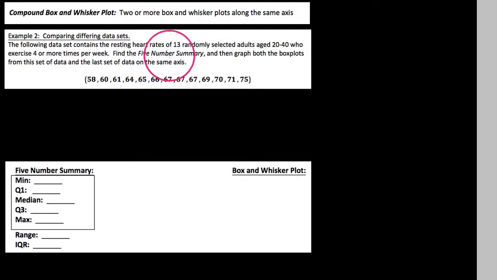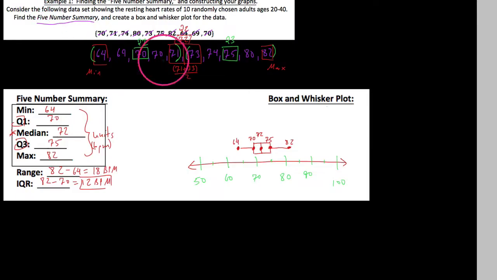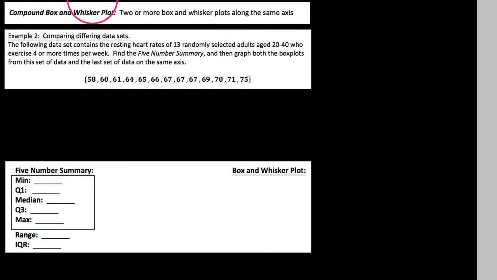It says find the 5-number summary and then graph both the box plots from this set of data and the last set of data on the same axis. That means we're going to use what we just did in the last video. I was going to cheat a little bit, but no, we'll remake the graph. Ideally I could put this same data's box plot on this graph right here and compare them, but I want to go from scratch. Taking a look at this data set, I already put the data set in order to facilitate things.